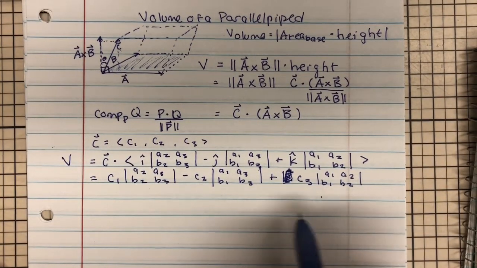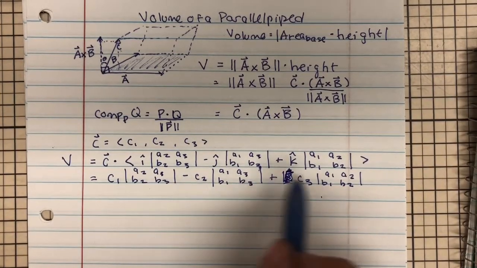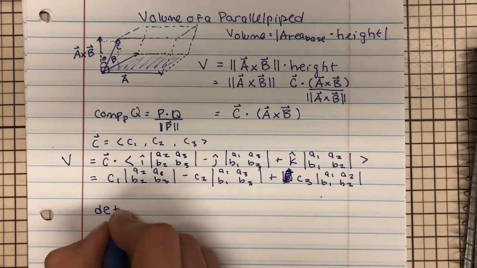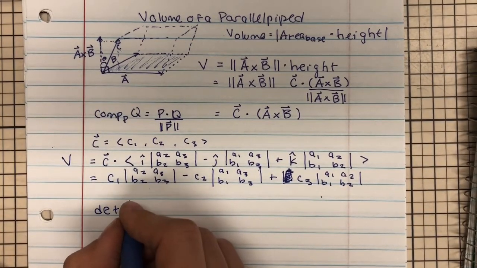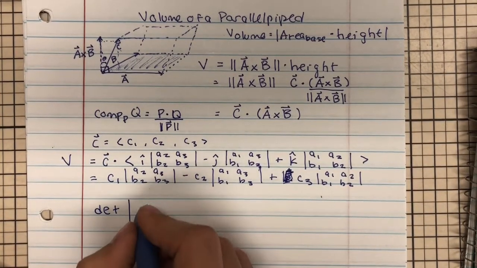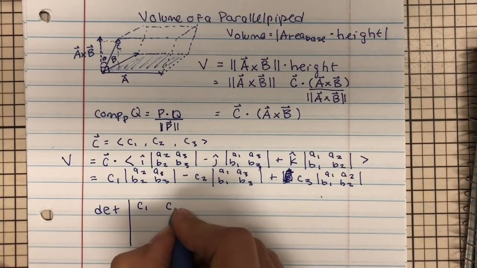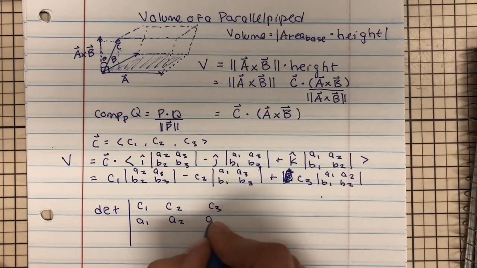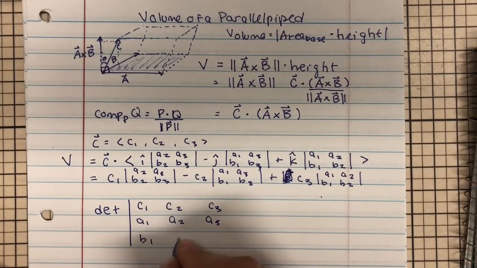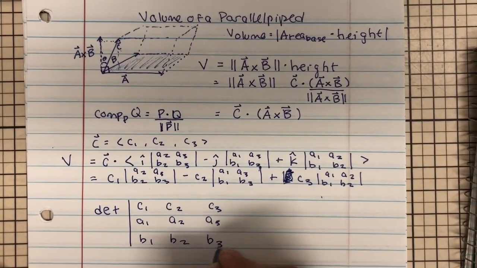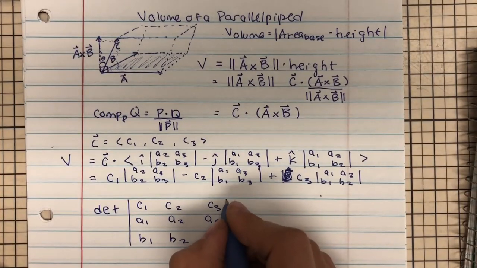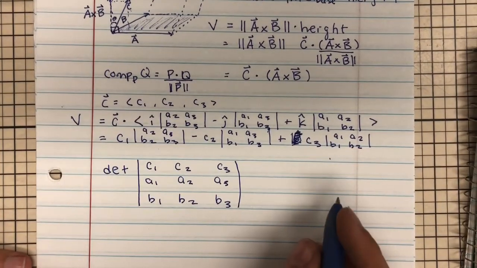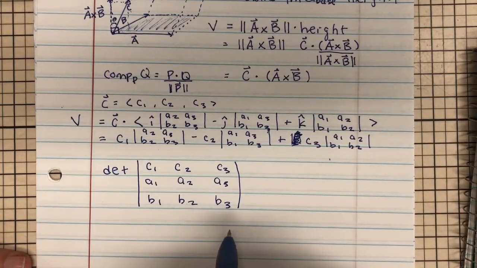Well, if you think back to our definition of the determinant, this is actually this expanded version of the determinant of C1, C2, C3, A1, A2, A3, B1, B2, B3. A little crooked. Okay, so this is really nice.